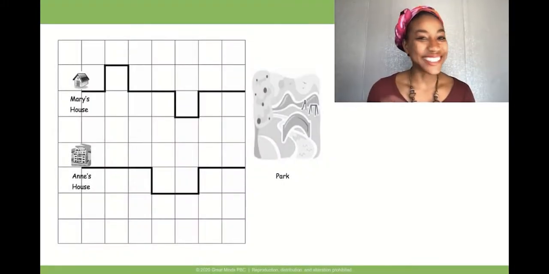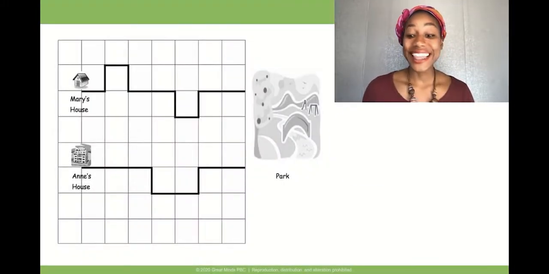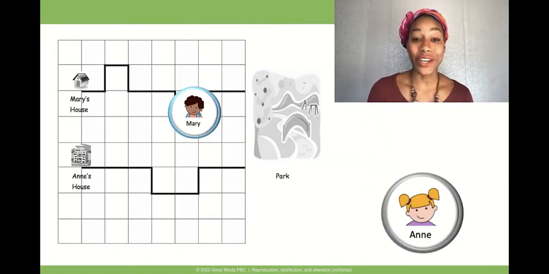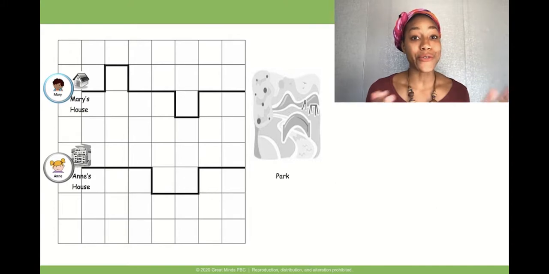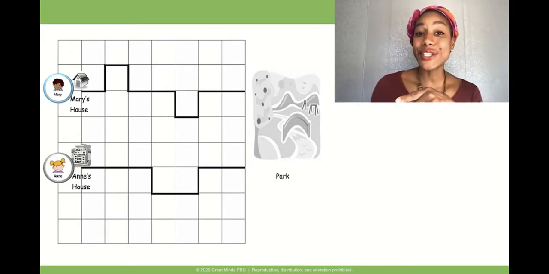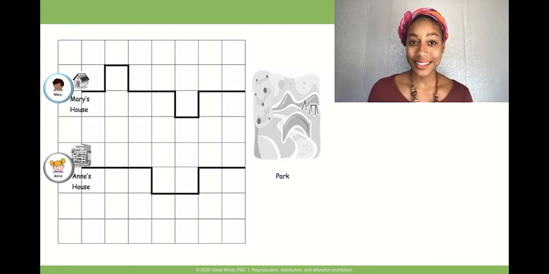Welcome back! Let's get started. This is Mary and this is Anne. They're trying to figure out whose path is longer from their house to the park. This map is showing Mary's path to the park and Anne's path to the park. Which do you think is longer?